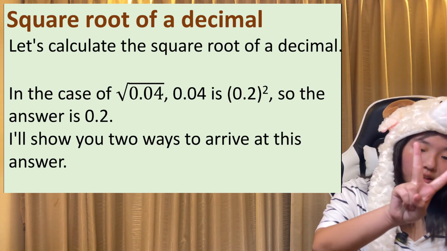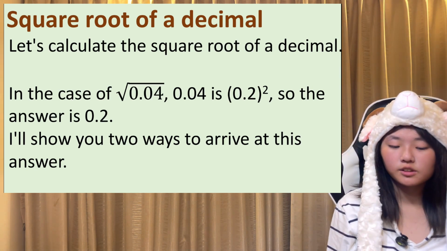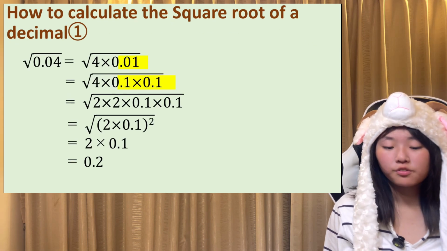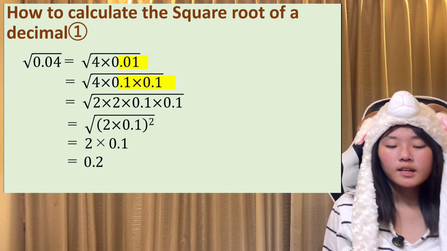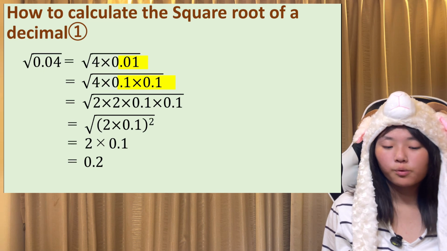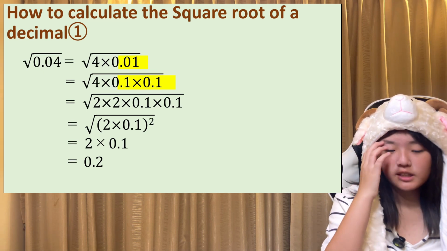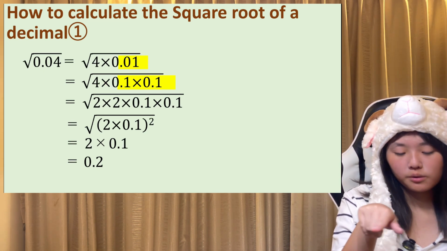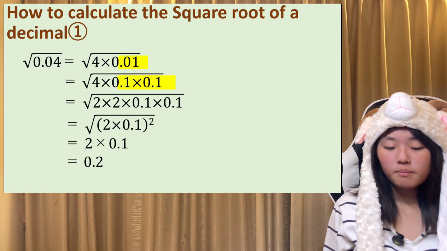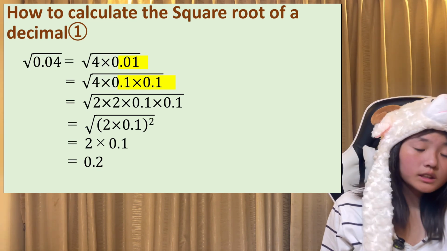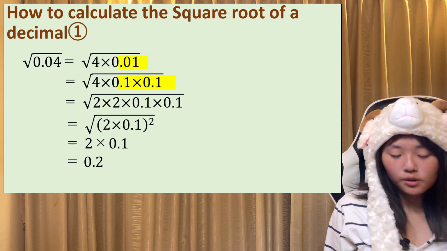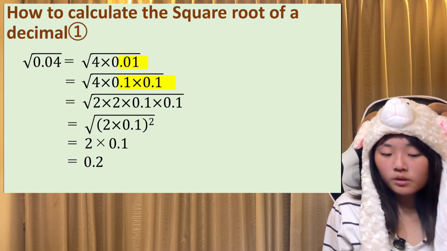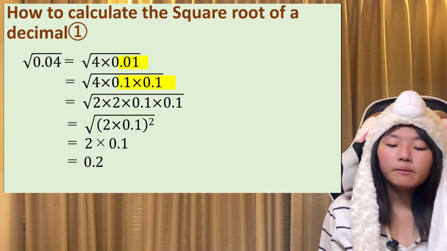I'll show you two ways of how to arrive at this answer. First, remember that 4 times 0.01 is the same as 0.04. But you have to put a square root over it since 0.04 is also being square rooted. And then remember that 0.01 is 0.1 times 0.1. So then it would become root 4 times 0.1 times 0.1.